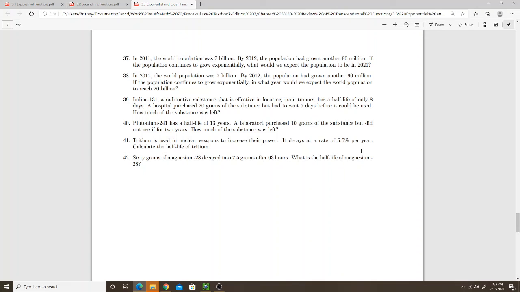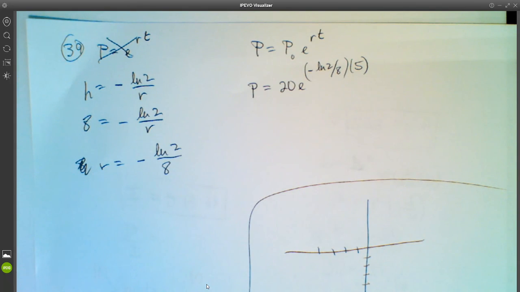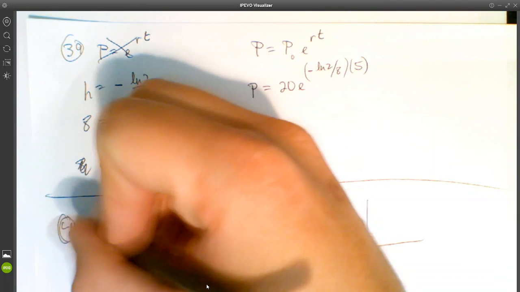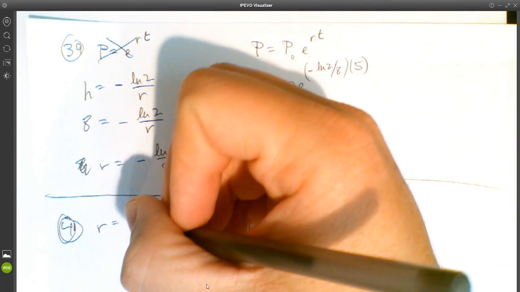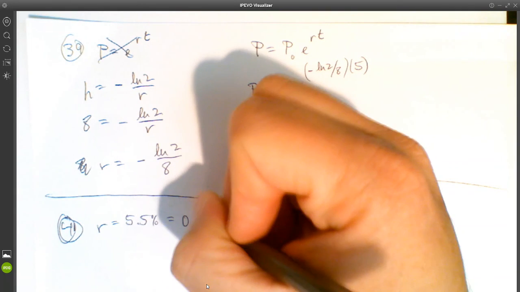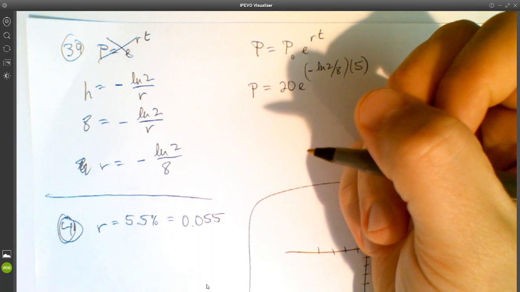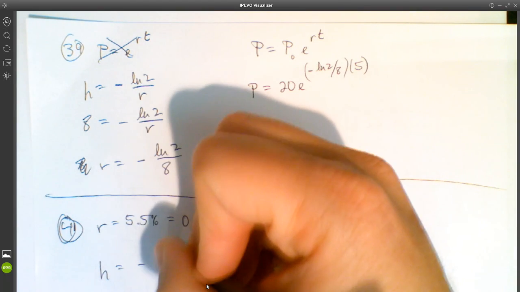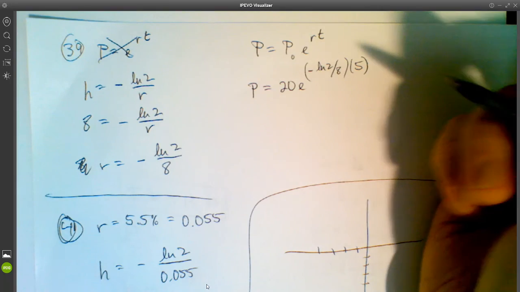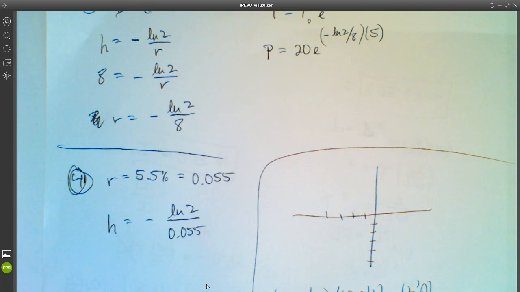Oh, this is actually even easier, right? It's giving you the decay rate, 5.5%, and it's just asking for the half-life. So if you know that the decay rate, r, is 5.5%, as a decimal that would be 0.055. So the half-life, h, is just negative ln2 over r, in this case 0.055, and that's all there is to it. Pop that into your calculator and boom, you've got the half-life.